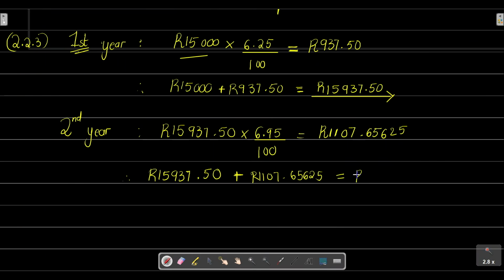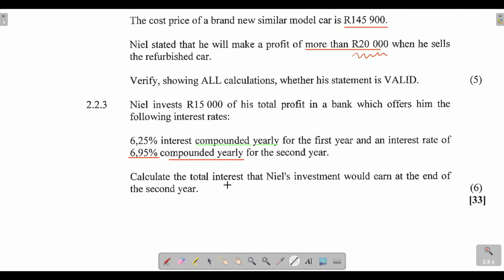So he now has 17,045 rand 0.15625 cents. That is how much he now has for just investing 15,000. At the end of the second year he now has 17,045 rand 0.15625 cents. However, the question was asking for the total interest.